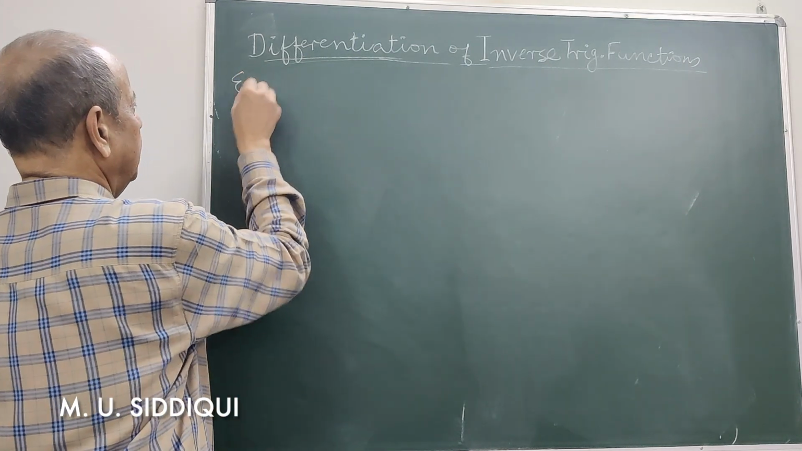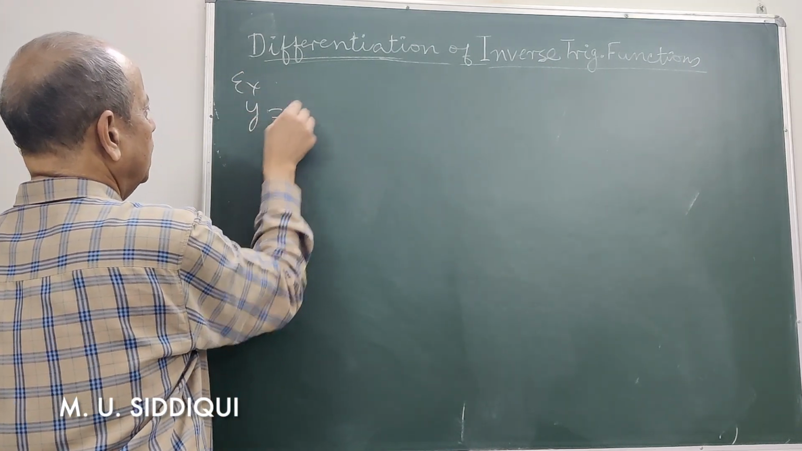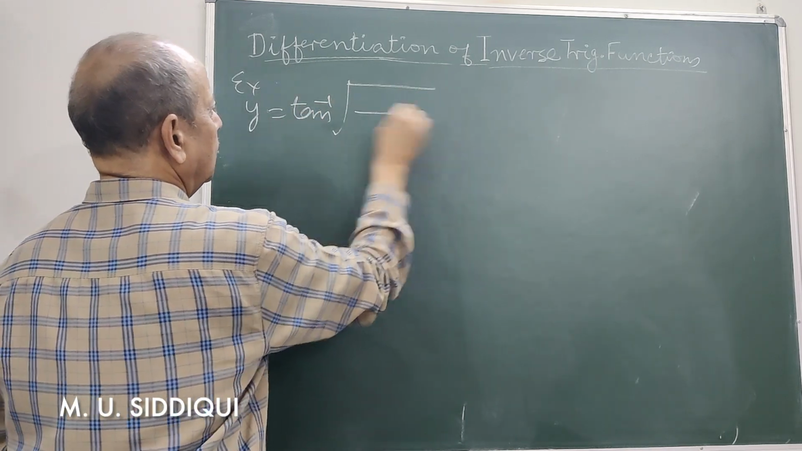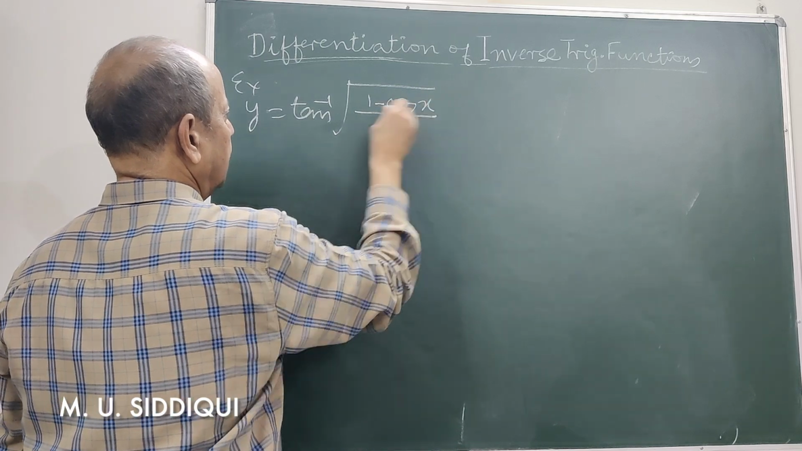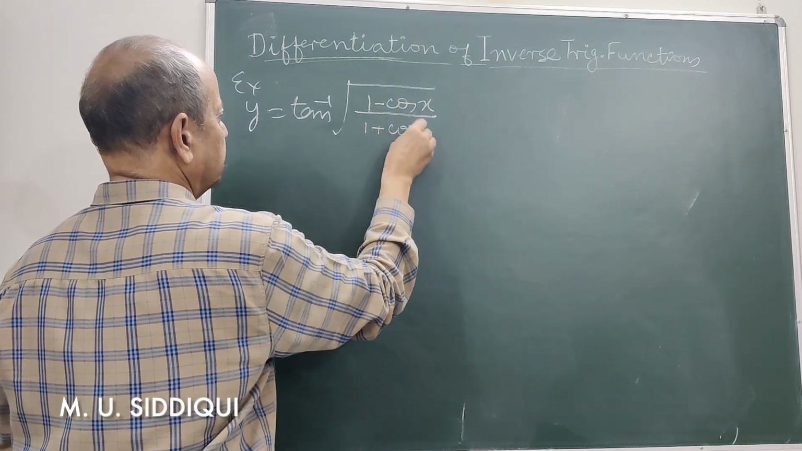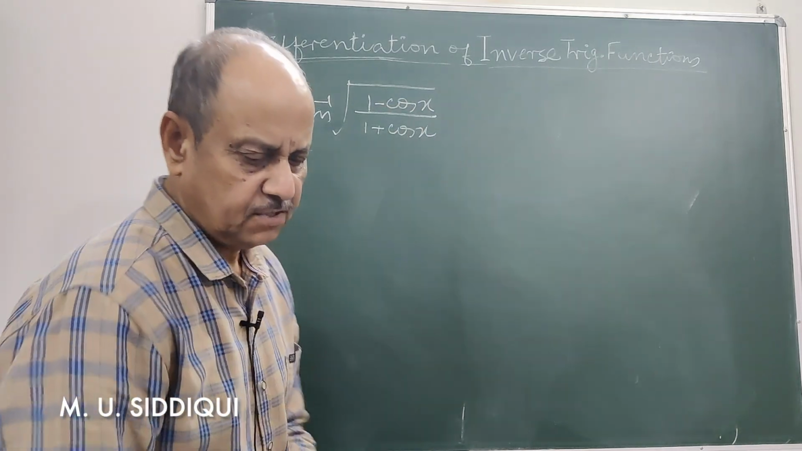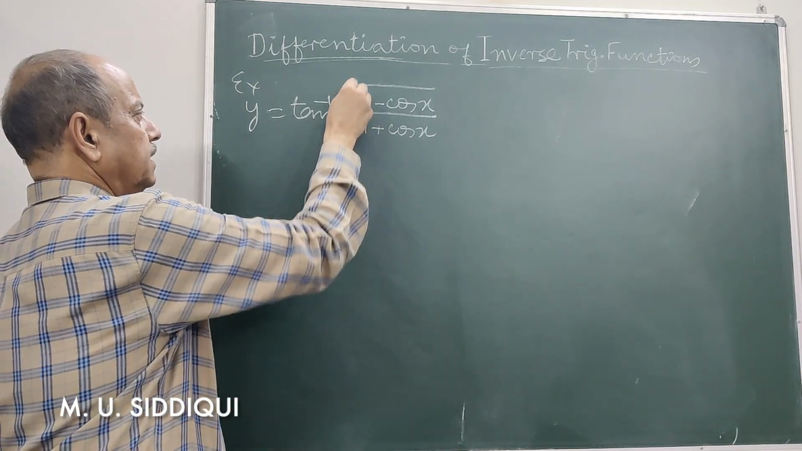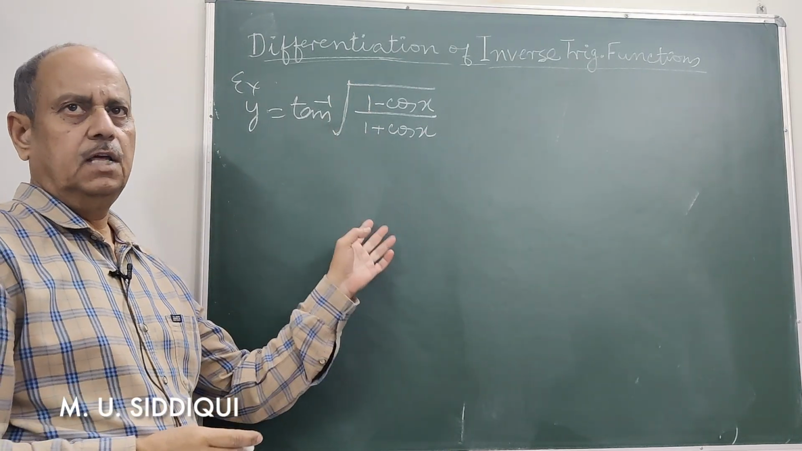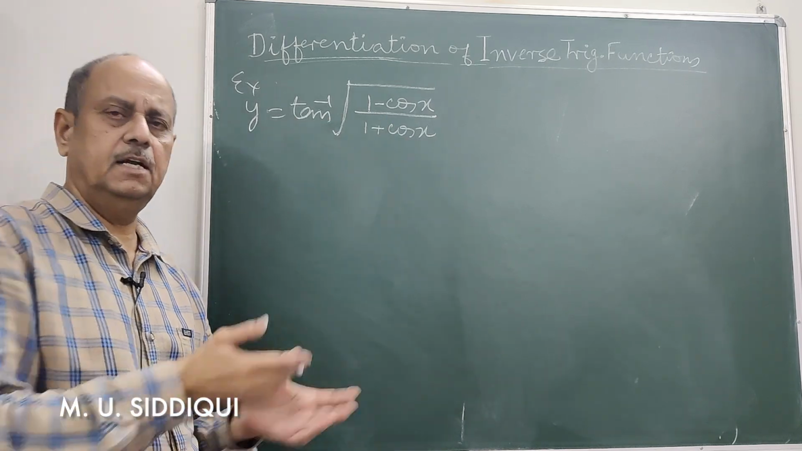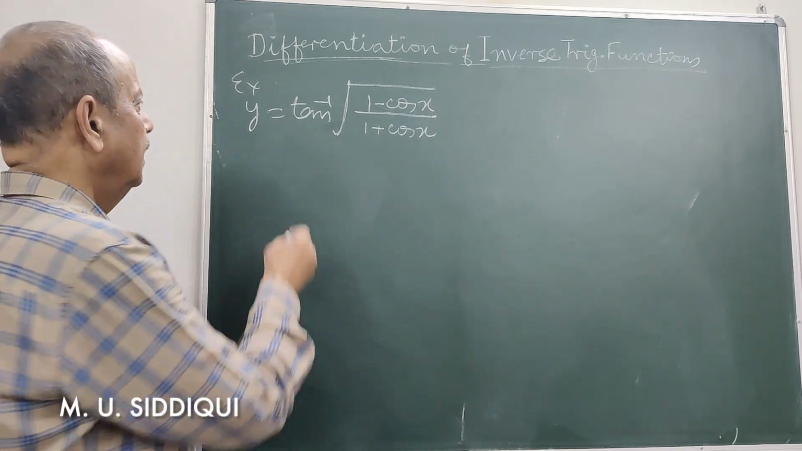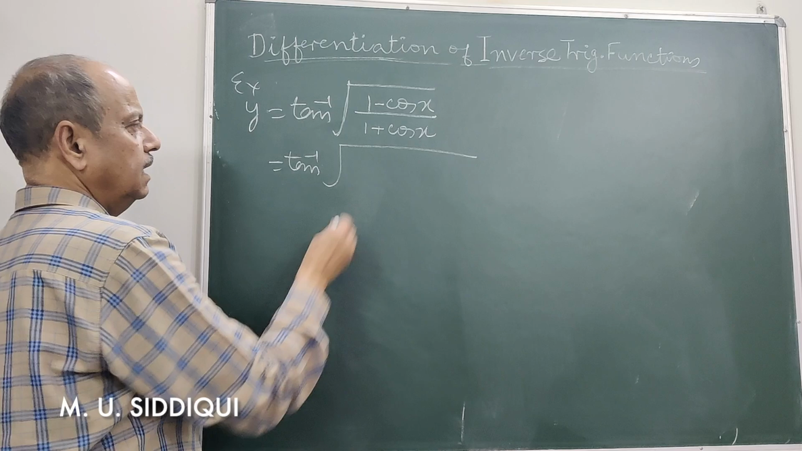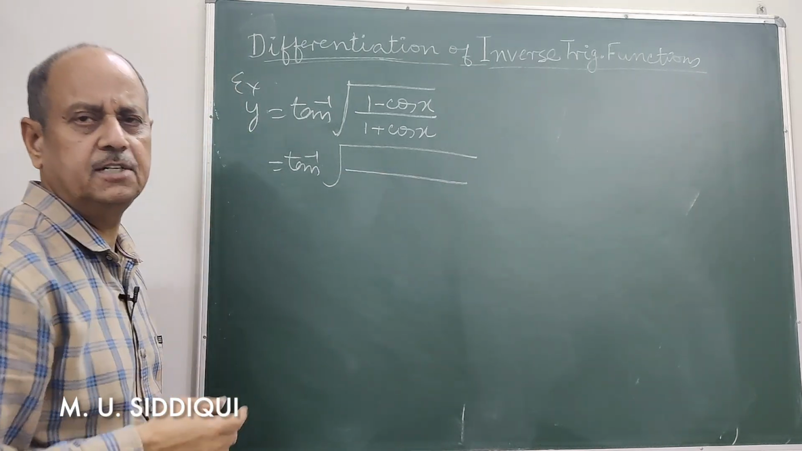Now I am taking another example. y is equal to tan inverse of square root of 1 minus cos x upon 1 plus cos x. In this case, what you have to learn is that first of all we will simplify this expression and then go for differentiation. We will write it as tan inverse of this value, and we have to simplify it using basic trigonometry.